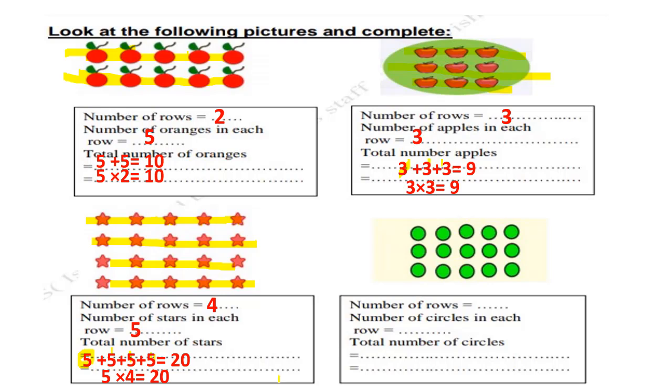Okay? The last exercise here. How many rows? Let's count together. 1, 2, 3 rows. I have 3 rows. How many circles in each row? 1, 2, 3, 4, 5. I have 5, teacher. So the total number will be 5 plus 5 plus 5. Okay, it will be 15. Or I can make multiplication sentence. 5 times 3. Make 3 on your fingers and skip counting by 5. 5, 10, 15. Okay?